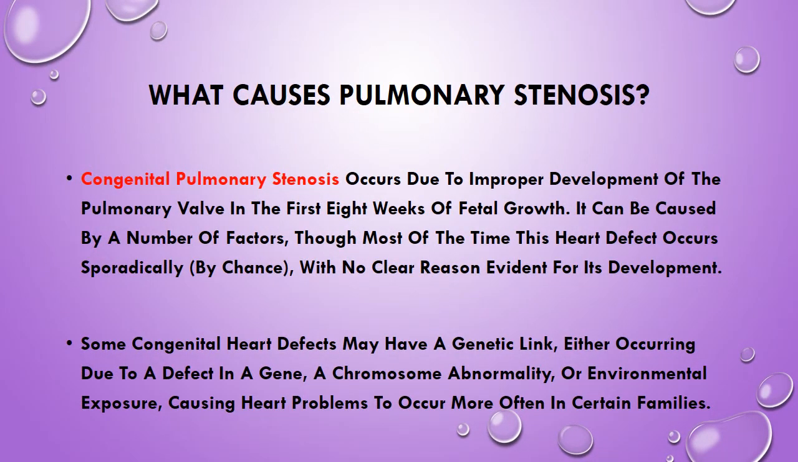What causes pulmonary stenosis? Mainly, congenital pulmonary stenosis occurs due to improper development of the pulmonary valve during the first 8 weeks of fetal growth, and it can be caused by many factors. Some congenital defects may have a genetic link, occurring due to a defect in a gene, or a chromosomal abnormality or environmental exposure, and may be caused by other heart problems in the family.